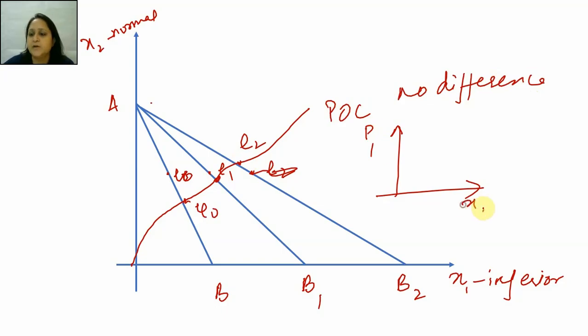So I have P1 here and X1 here. X1 would be normal, upward sloping or downward sloping. Normal good का downward sloping होता है. It will be a normal downward sloping. Right? So that is inferior good.